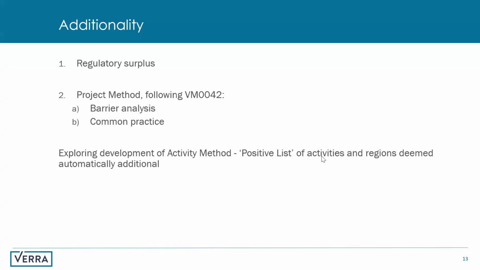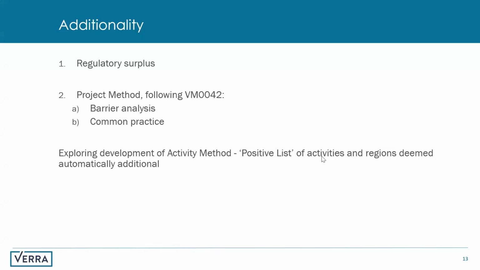And the last point here, we have to tell you that we are also still exploring an activity method. This option is under consideration, and we're actively working towards developing an alternative solution here. If we're successful, it quite possibly will be a dual option, where you'll have either the project method or this alternative activity method. This will essentially match the activity method requirements in the VCS methodology requirements, where we're undertaking an analysis similar to the project method common practice assessment.